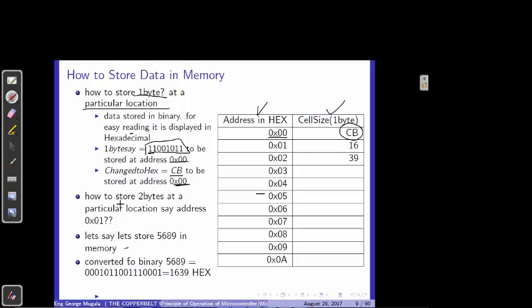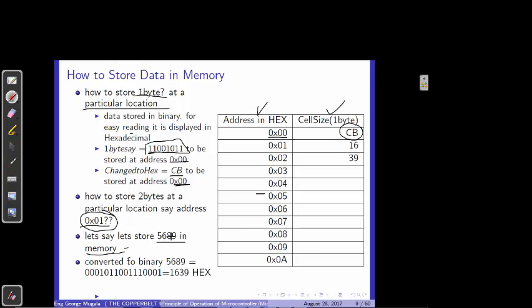All right, now here's another question. How do I store 2 bytes at a particular location? Though the cell size is 1 byte, I have data that is coming in as 2 bytes. A good example is, let's say we want to store 5689 in a memory location, and we have to store it at this location. So how do we do it?